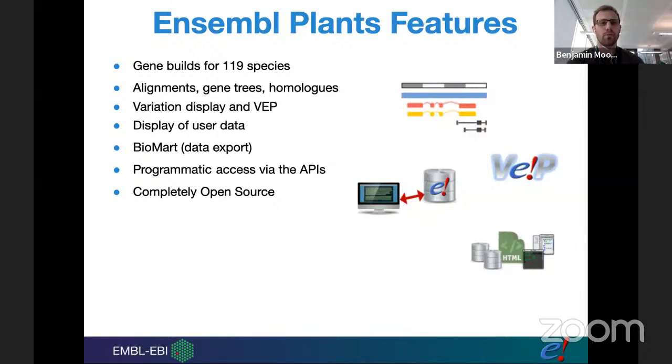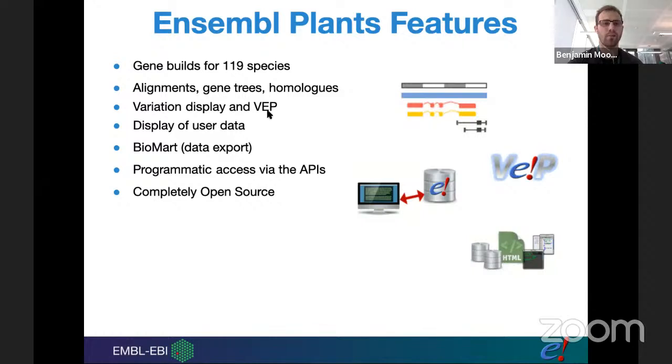So when we're thinking about Ensembl Plants, Ensembl Plants has a number of features to draw these four main branches of data together. We have gene builds for 119 different plant species now in our genome browser. One of the data types that I mentioned is the comparative genomics, so we have alignments, gene trees, and homology predictions for all of our Ensembl Plants. And we also have the display of variation data for a number of different plant species that have variation data available for them.